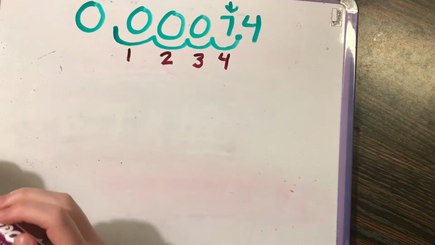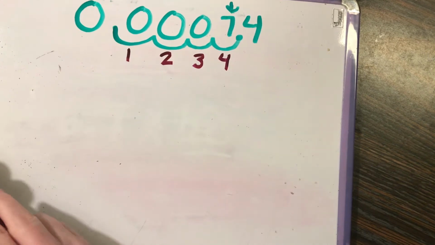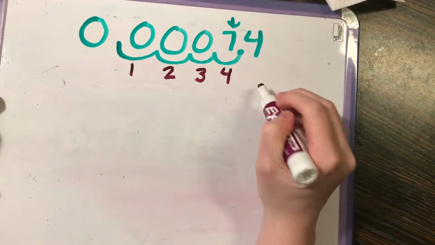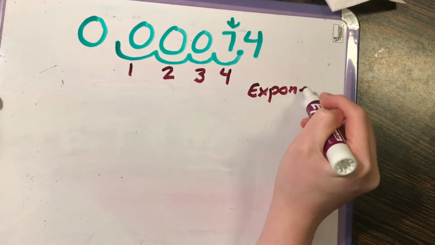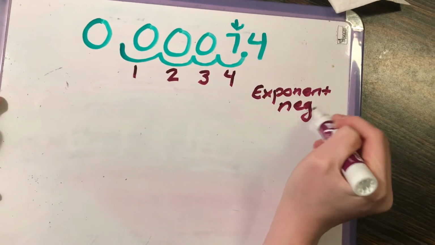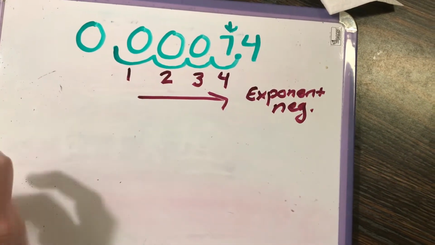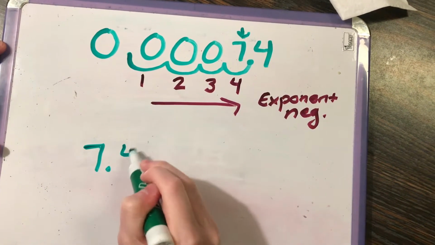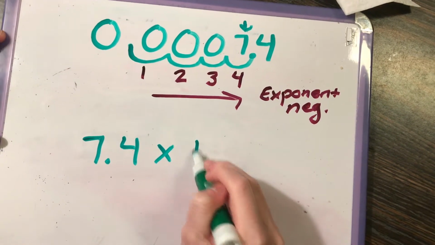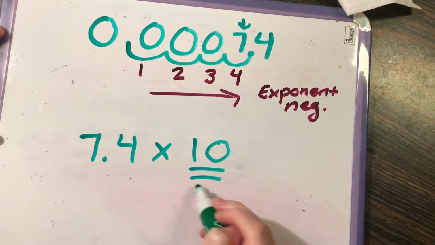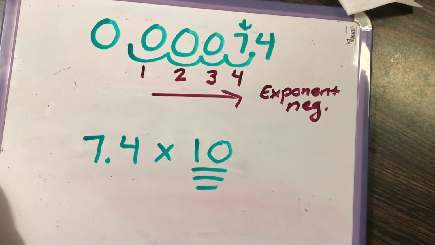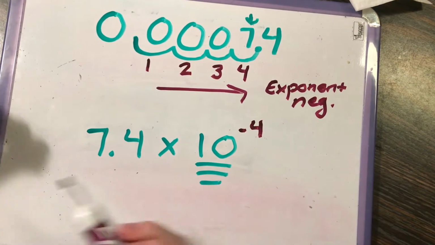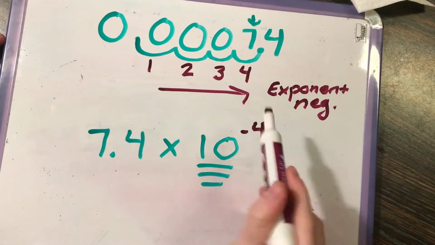How many decimal places we moved it, in this case 4, will tell us what our exponent will be. And since we moved it to the right, this tells us that our exponent will be negative. So now our coefficient is 7 with the decimal point and then 4, and this is multiplied by a base of 10. Remember, in scientific notation, the base is always 10, and this will be raised to the negative 4th power. Since we moved it to the right by 4, it's negative, and since we moved it 4, that's where the 4 comes from.